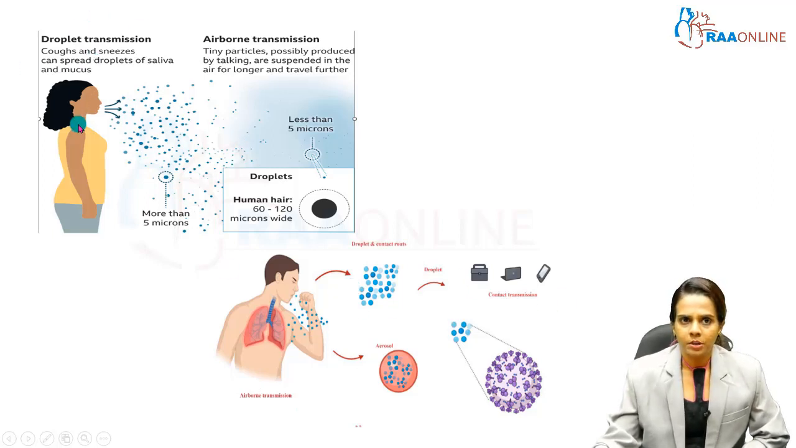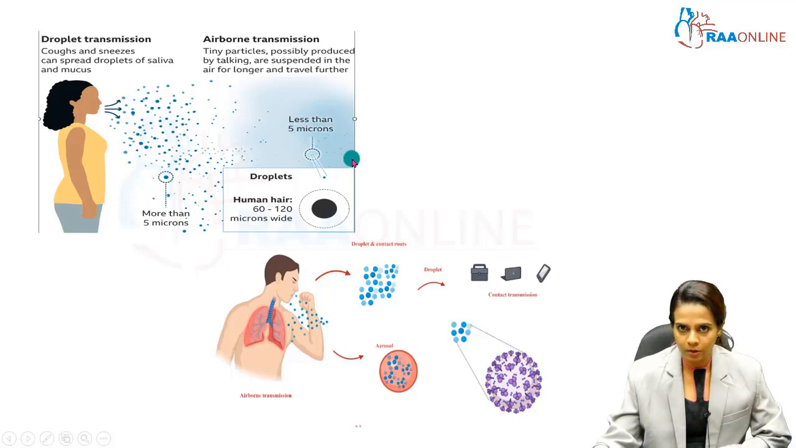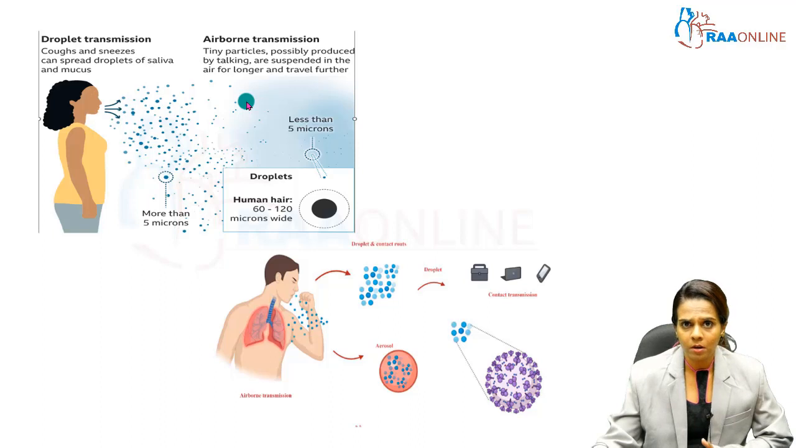Droplet transmission is spread through droplets. The size of the droplets is usually more than 5 microns. These infected droplets can be transmitted to other susceptible individuals while coughing or sneezing, spreading droplets of saliva and mucus that contain the virus. Airborne transmission: when the droplet size is less than 5 microns, those are called droplet nuclei. These are very tiny particles, possibly produced by talking. They are suspended in the air and can travel for a longer distance.